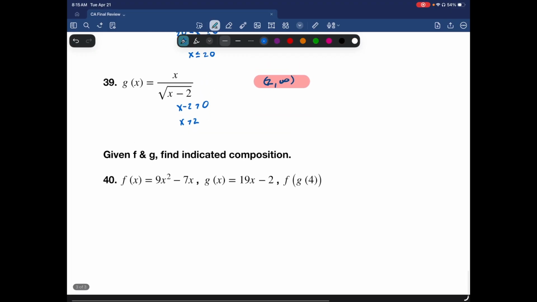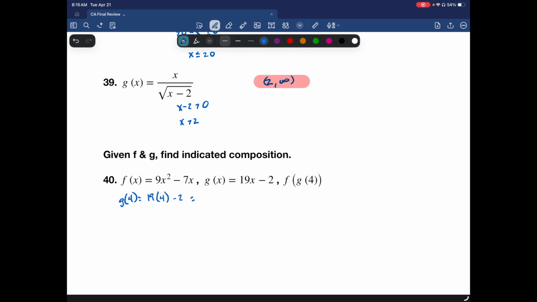Okay, so on 40, we got a function of f, we got a function of g, and we're going to take 4, plug it into g, and get that answer, and take it and plug it into f. So I got g of 4. This is going to be 19 times 4 minus 2. And that's going to give me 74.